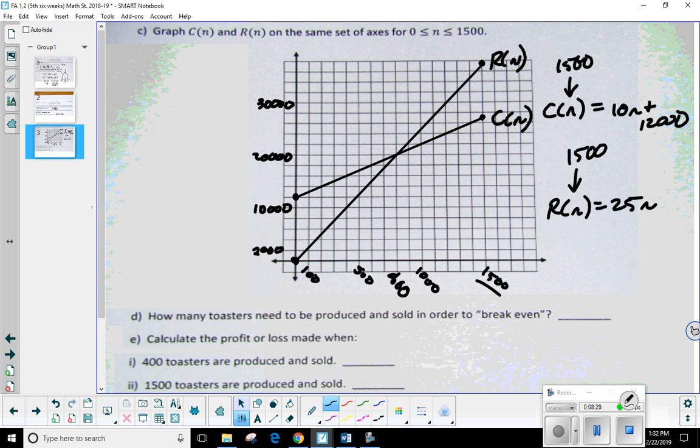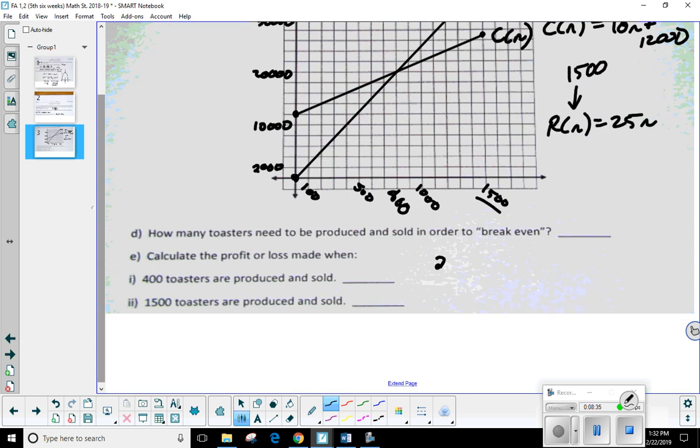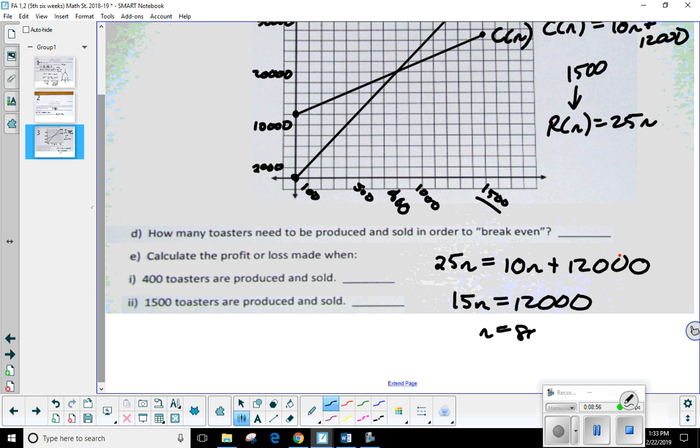How would I do this algebraically? Set them equal to each other. Okay. So let's see here. I'm going to take the revenue function, 25N, is equal to the cost function, 10N plus the 12,000. Okay, if I go ahead and subtract that over, I'm looking at 15N is equal to 12,000. And what is 12,000 divided by 15? 800. So it is 800 toasters.